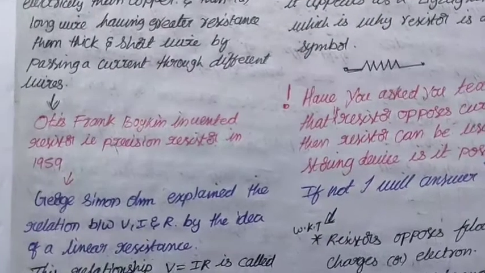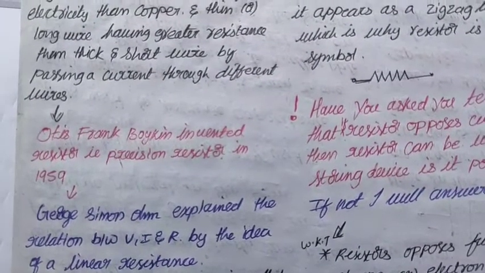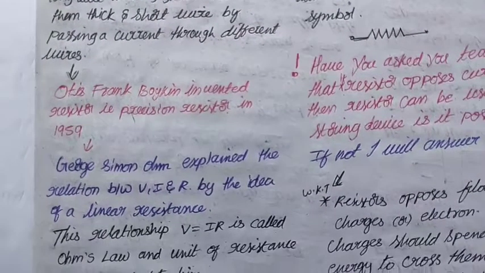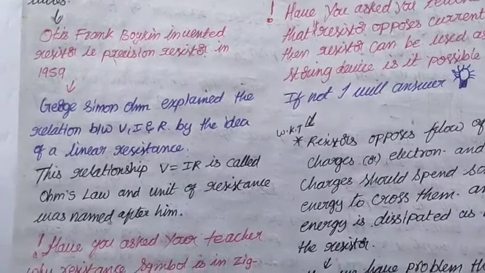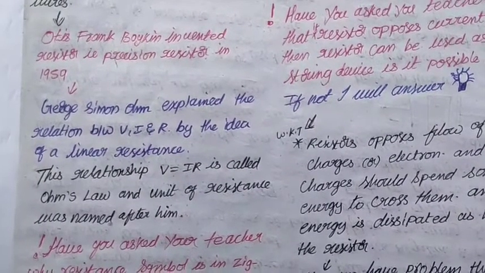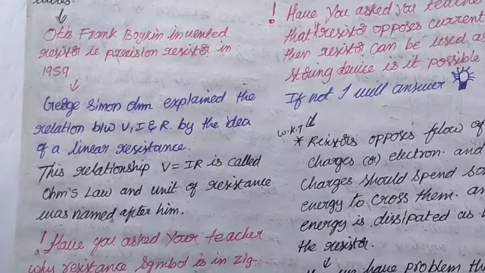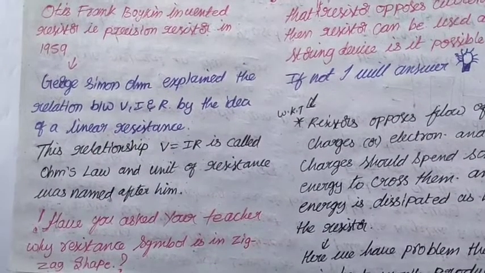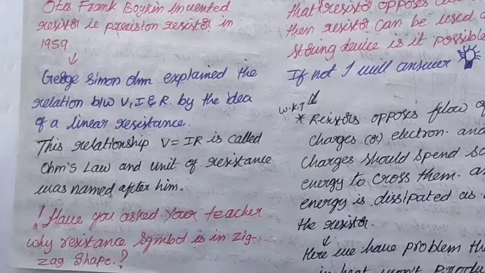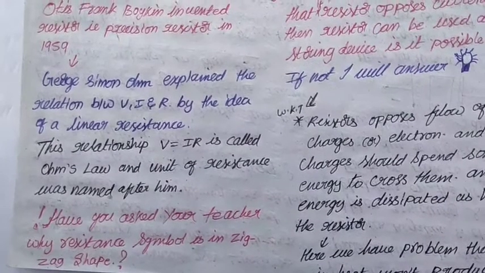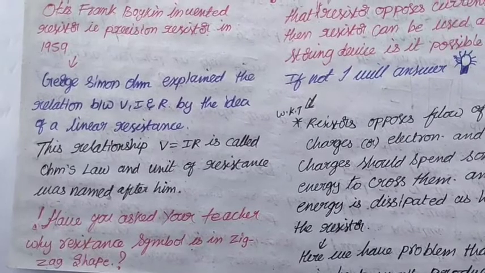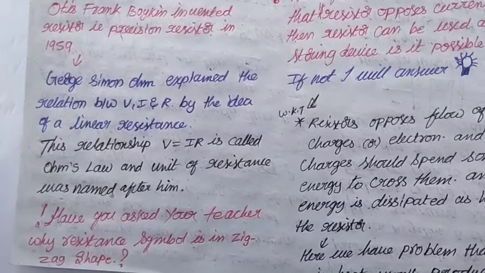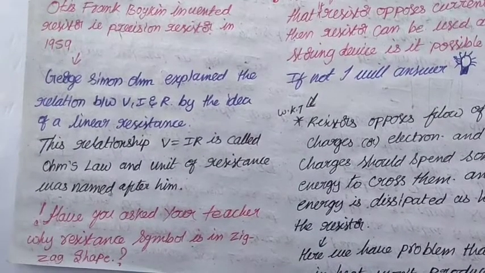Otto Francis Brokin invented the first resistor, that is the precious resistor, in 1959. Then after, George Simon Ohm explained the relation between V and R with the idea of linear resistance, which is very famous. The relation V equals IR is called Ohm's law, and the unit of resistance was named after him. Because everyone was simply inventing, but they could not explain it. But Ohm did explain it beautifully. So we gave respect in the name of the unit of resistance.